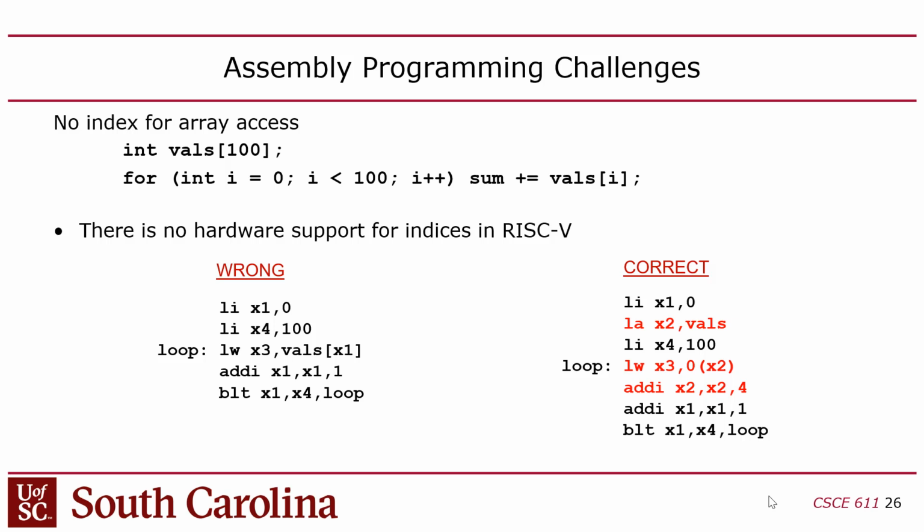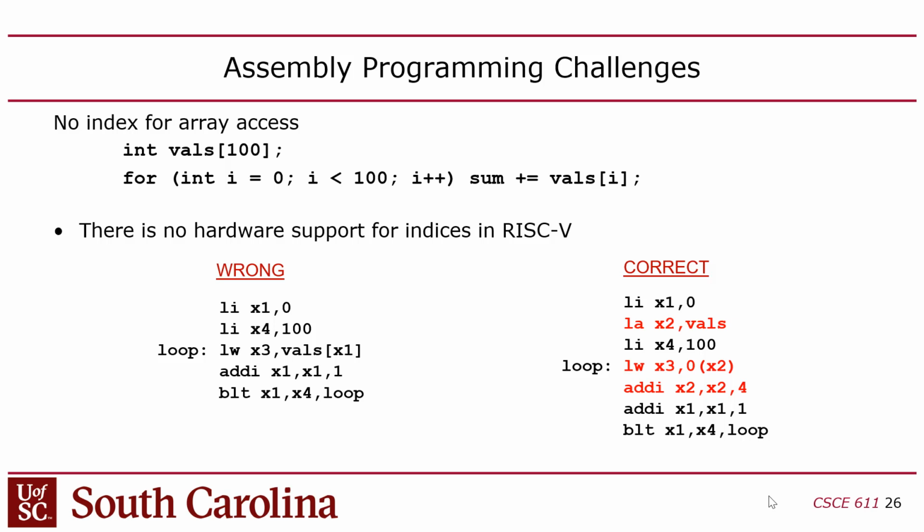So you have to calculate all of your effective addresses manually. The effective address is the base address where the array starts, and then you have to take the index, multiply that index by the element size, and then add it to the base address and use that to do your loads and stores. And you have to do that every time you access the array, right?